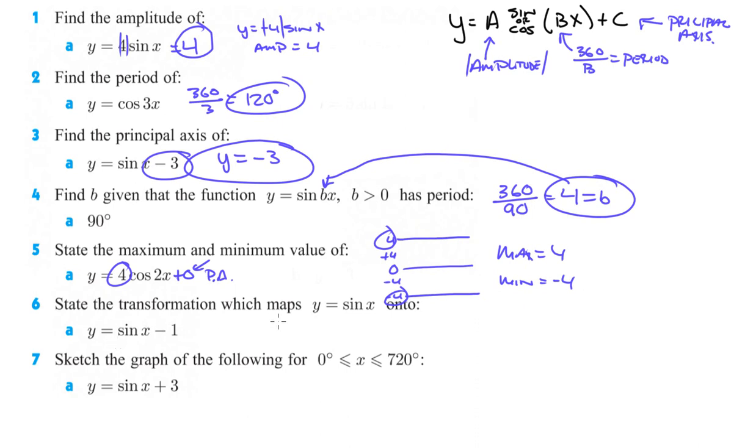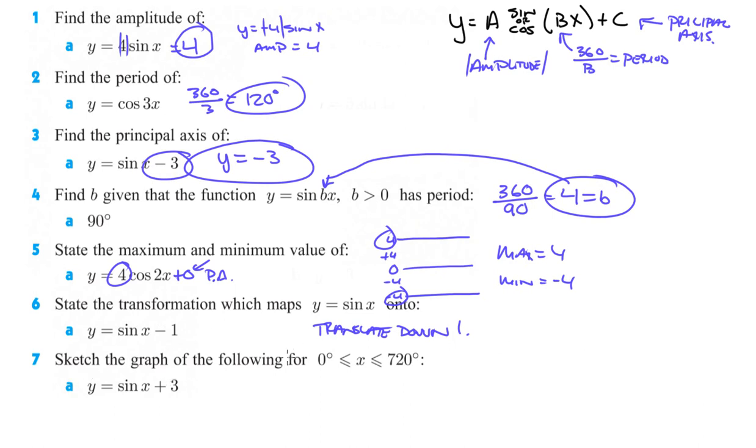State the transformation which maps y equals sine x onto y equals sine x minus 1. All that means is this whole graph is going to go down 1. So you're just going to translate down 1 unit. Okay? All right.